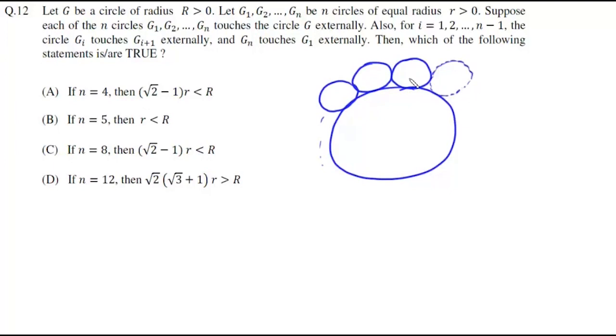Now if we look at any two circles, this angle will be simply 2 pi by n.